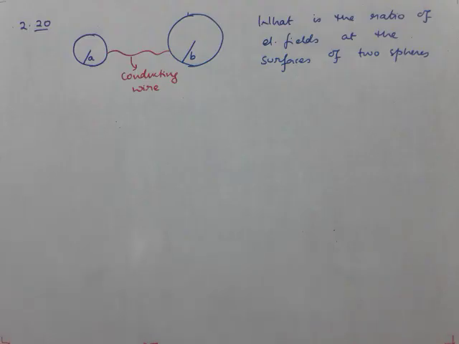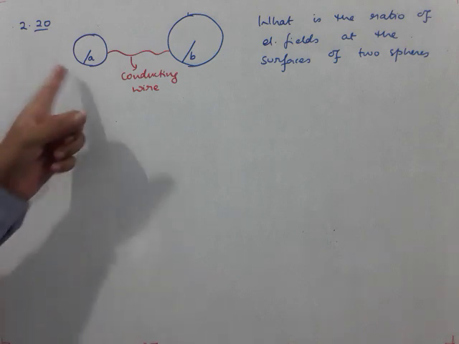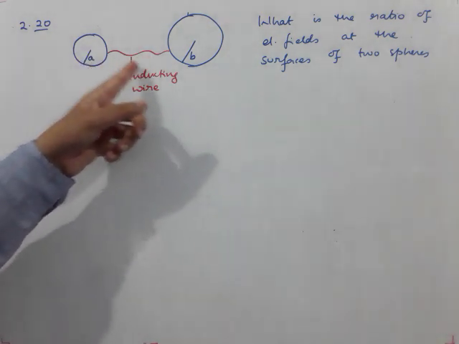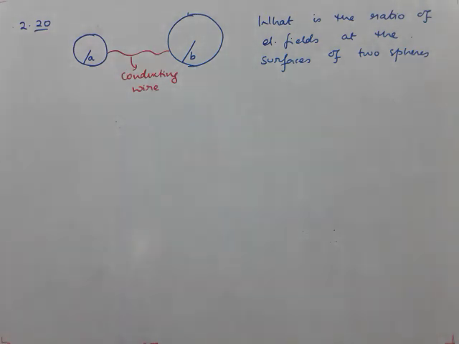Let's see the next question, 2.20. I am reading the question for you. Two charged conducting spheres of radii A and B are connected to each other by a wire. That wire is a conductor. What is the ratio of electric fields at the surfaces of the two spheres? This is the question.